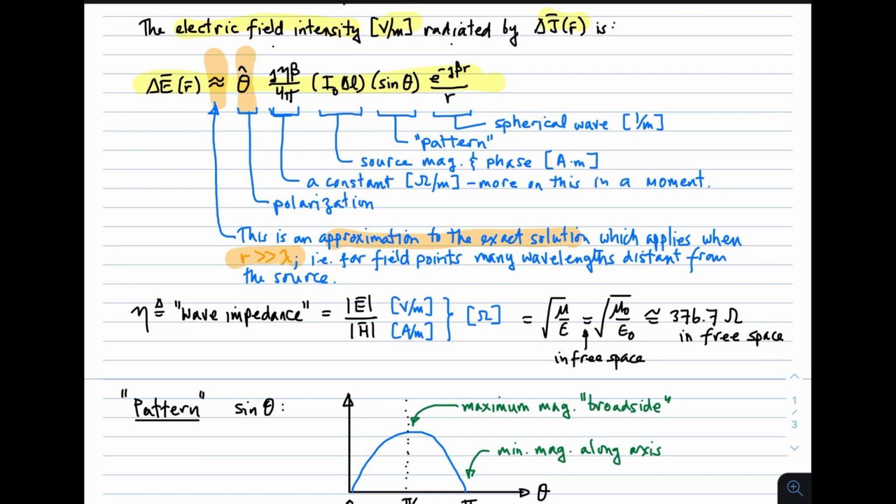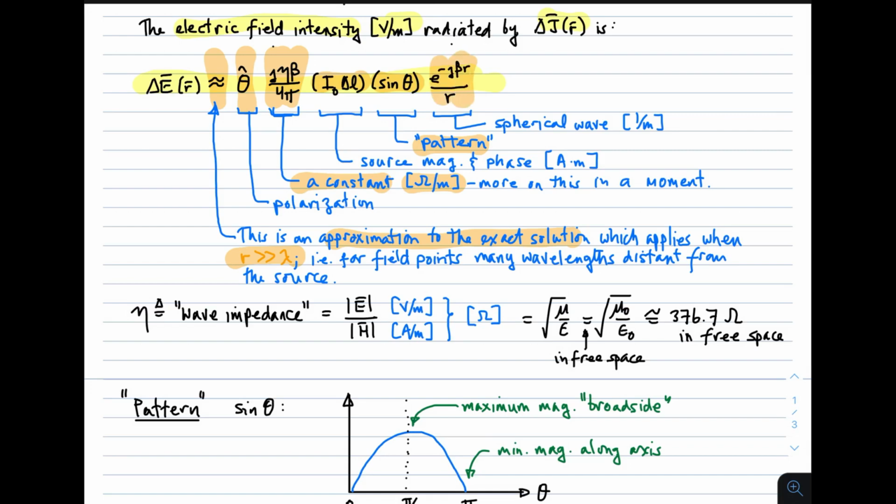This here is the polarization. That's a unit vector pointing in the theta hat direction. We'll have a little bit more to say about that in a moment. But now we know the relationship between the direction of the electric field vector and the direction of the current flow. So that's what that is signifying. This chunk here is a constant. If you work out the units, and we'll say a little bit more about that in a moment, you find it has units of ohms per meter. And again, we'll come back to that in just a moment. Here is the magnitude and phase of the current moment, as we discussed previously. This factor we refer to as the pattern. Again, we'll come back to that in a moment.